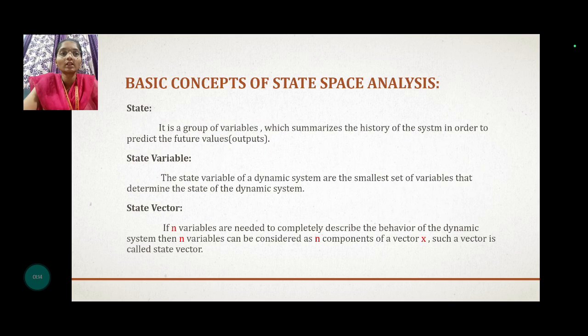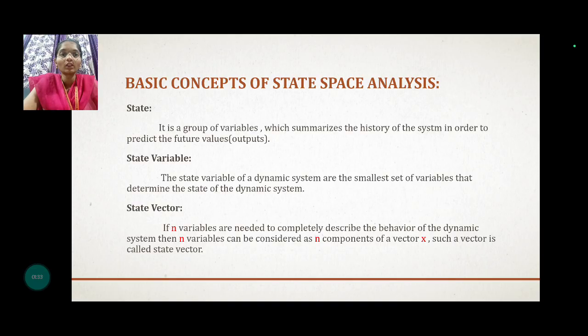Basic concepts of state space analysis. Let us know what are state, state variable and state vector. The definition of state is a group of variables which summarizes the history of the system in order to predict the future values. The future values are nothing but the outputs.